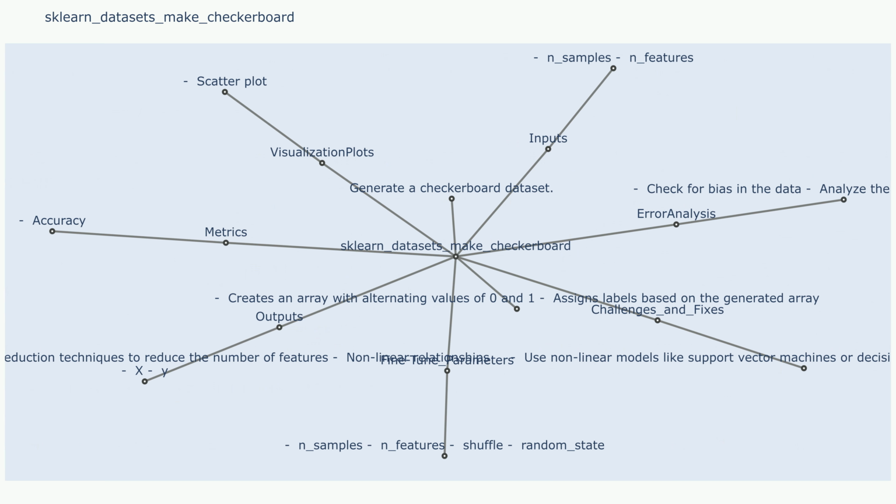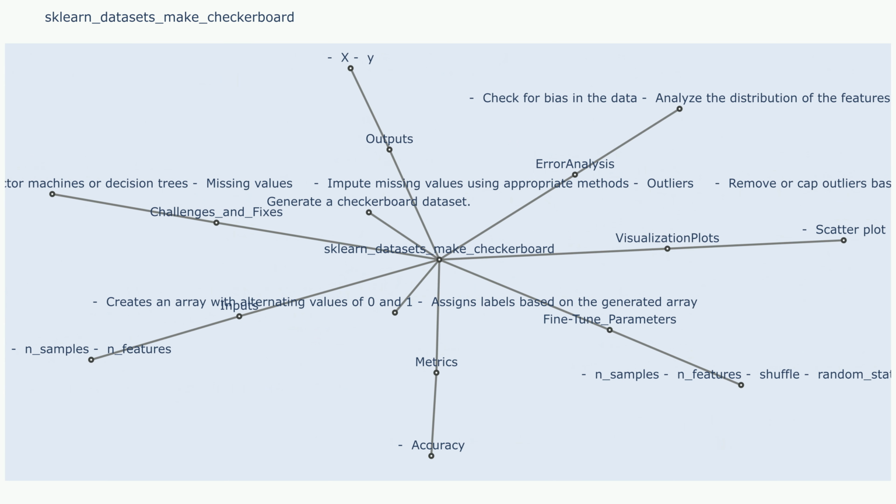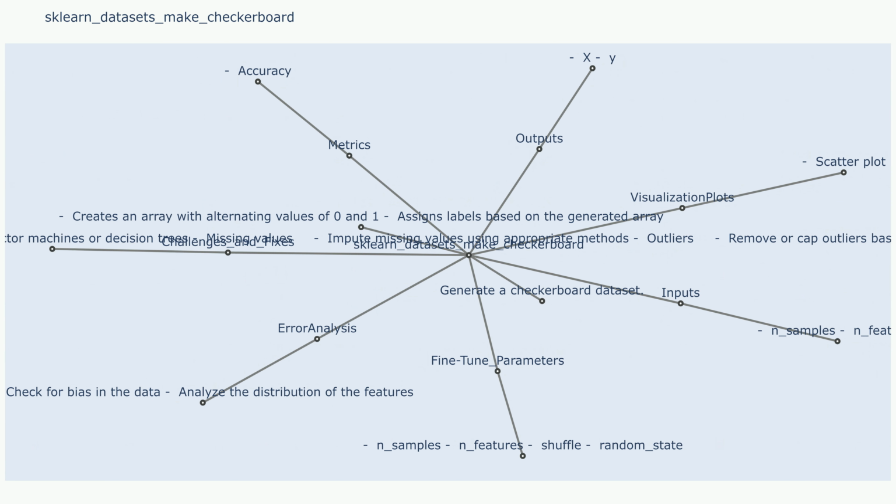Metrics. Accuracy, the percentage of samples that are correctly classified. Precision, the proportion of positive predictions that are actually positive. Recall, the proportion of positive samples that are correctly identified. F1 score, the harmonic mean of precision and recall. Visualization plots: a scatter plot of the data, where each point is colored according to its label, and a decision boundary plot showing the regions where the classifier predicts each class.